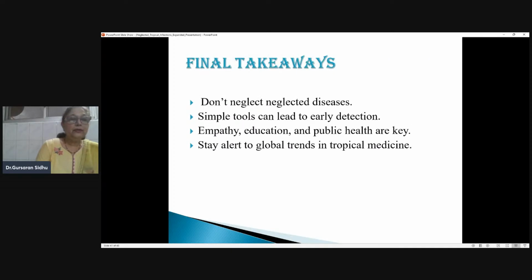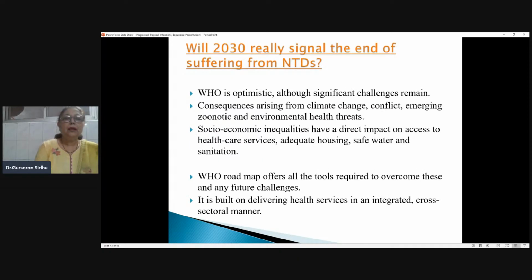And the final takeaway is, don't neglect the neglected diseases. Simple tools. Keep your mind open. Differential diagnosis can lead to early detection. Be empathetic. Education. Public health is the key. Stay alert to the global trends in tropical diseases.